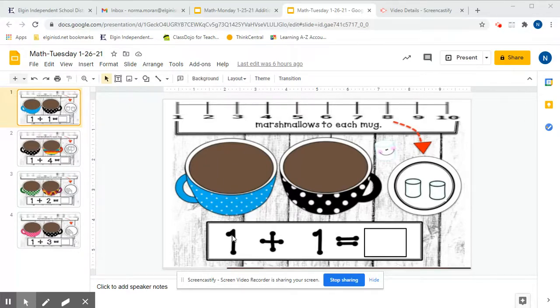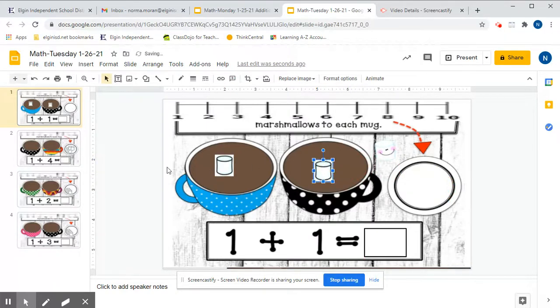So whatever number goes here, that's the number of marshmallows that go here. What number goes here is the number of marshmallows you're going to put here. Once you count all of the marshmallows all together, that's the number you're going to put here. So here we have 1. So we're going to grab one of the marshmallows and put it right there. And here we have 1. So we're going to grab another marshmallow and put it here. So now we're going to add the marshmallows together to get our answer right here. So 1 and 2. So 1 plus 1 equals 2.